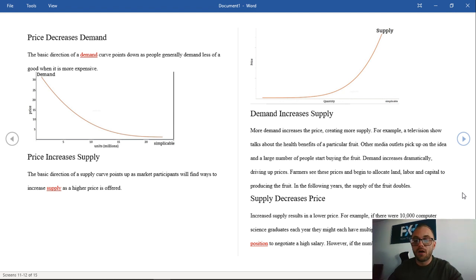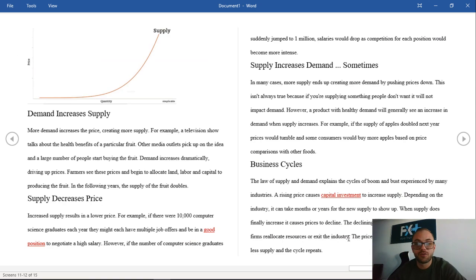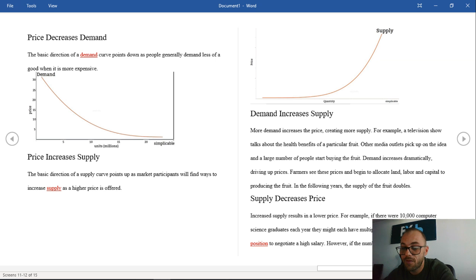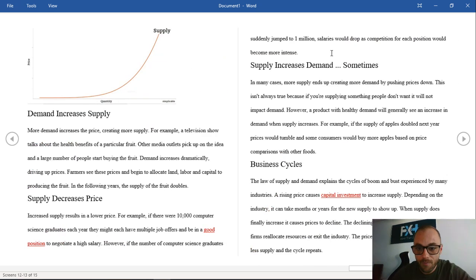Very logical. In regards to a supply-increasing scenario, increased supply results in a lower price. The more people sell, the lower the price will be driven. So for example, if there are 10,000 computer science graduates each year, they might each have multiple job offers and be in a good position to negotiate a high salary. However, if the number of computer science graduates suddenly jumps to 1 million, salaries would drop as the competition for each position would become more intense.